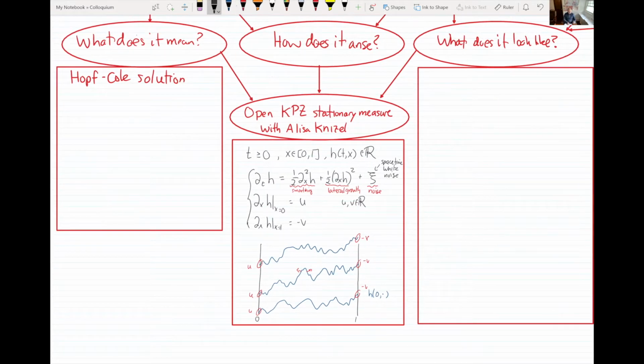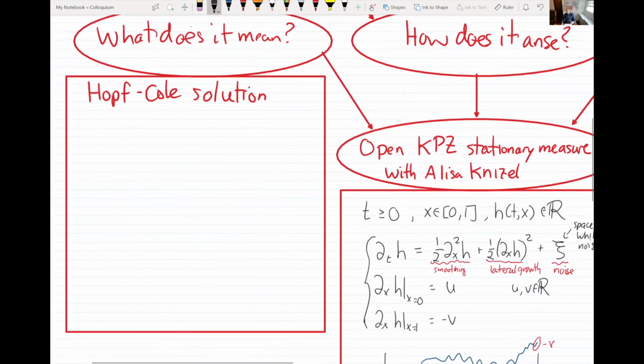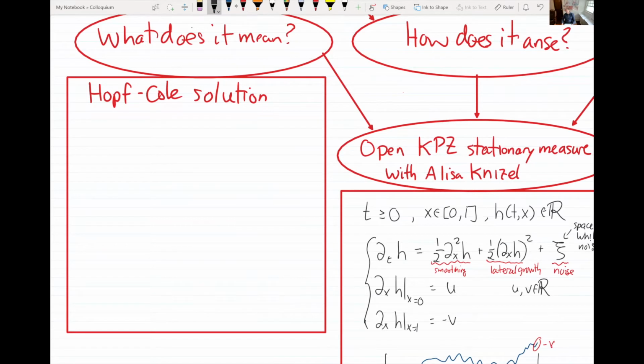So let me first address the question of what does this equation actually mean? How do you properly define this? Because we should actually work with a well-defined object. And the definition is as follows. I say that the solution, H(t,x), is actually defined to be the logarithm of something I'll call Z, where Z solves the stochastic heat equation.